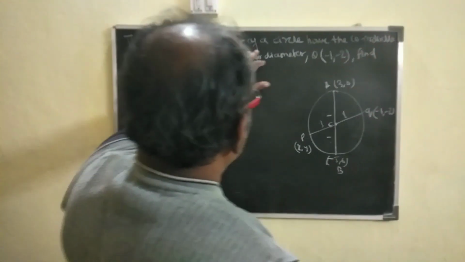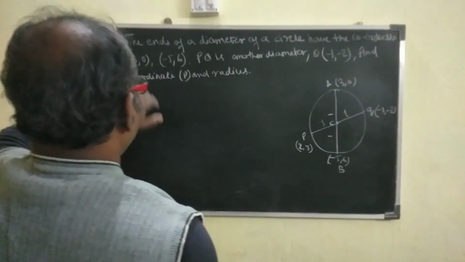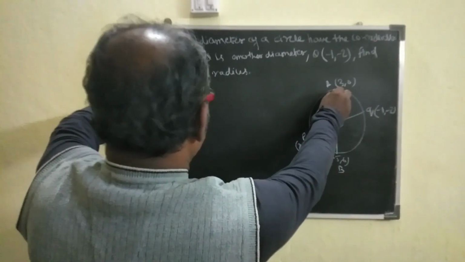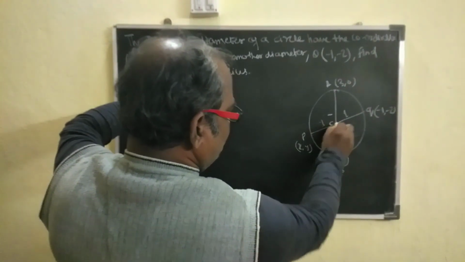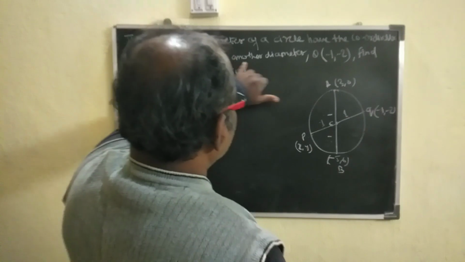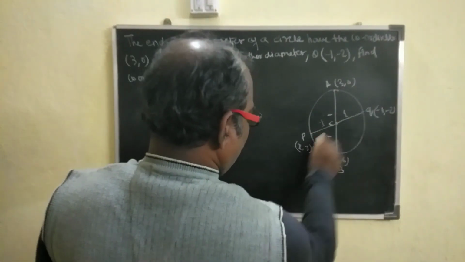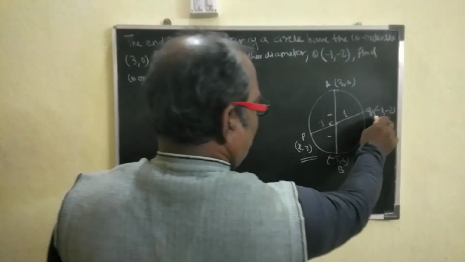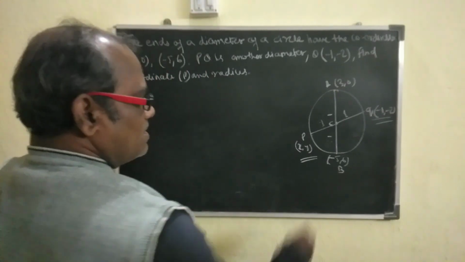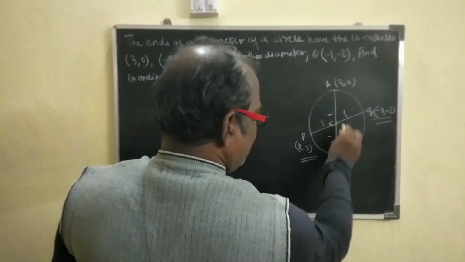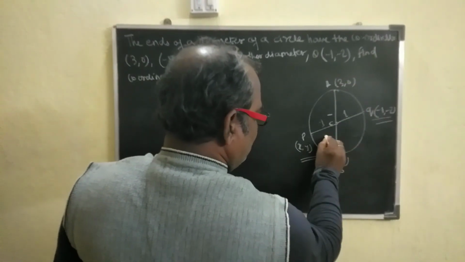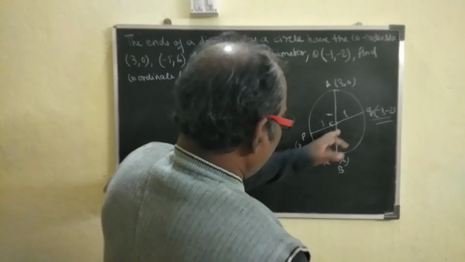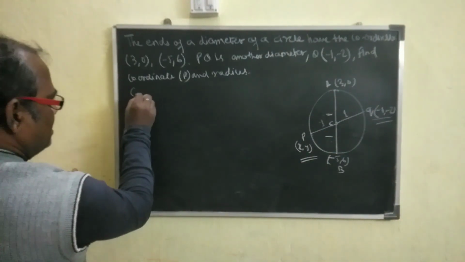So the ends of the diameter of a circle have the coordinates 3, 0 and minus 5, 7. So let this be the center of the circle, and PQ is another diameter. Let us draw the PQ here. We don't know the value of P, but the Q coordinates we know. First we will try to find out the center, as this is passing through the center, so this is 1:1 ratio. So first we will try to find out the center point CX.